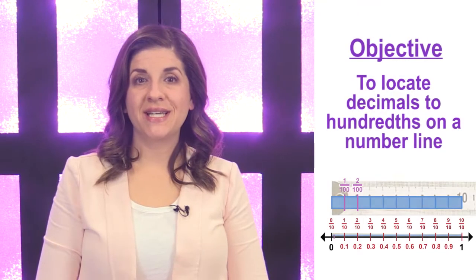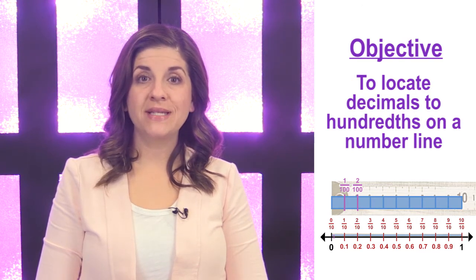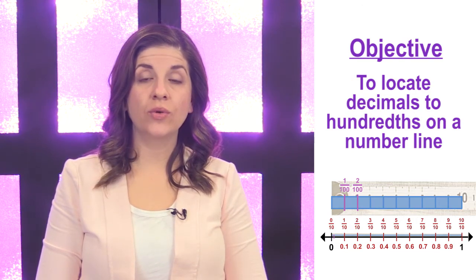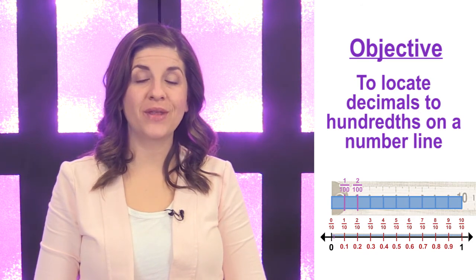The objective for this lesson was to locate decimals to hundredths on a number line. We met this objective by using a meter stick to create various number lines to the hundredths place, including numbers greater than 1. We used magnifying number lines to make locating the number easier.